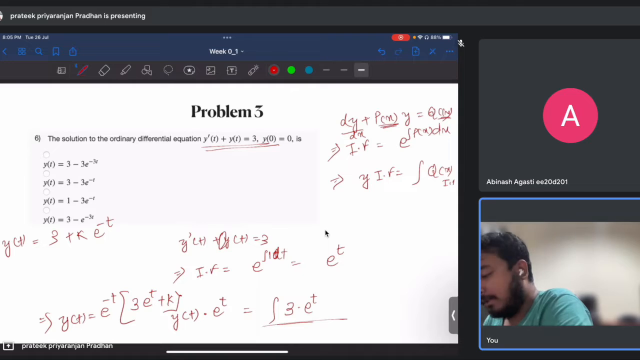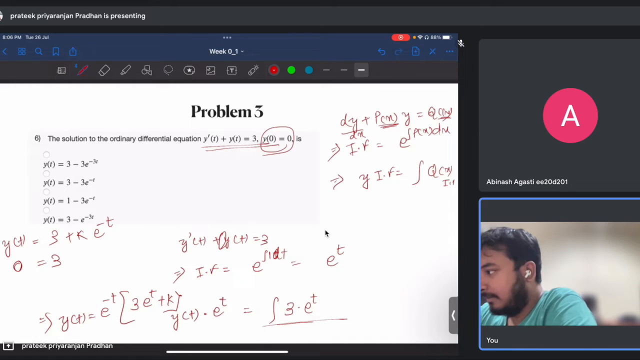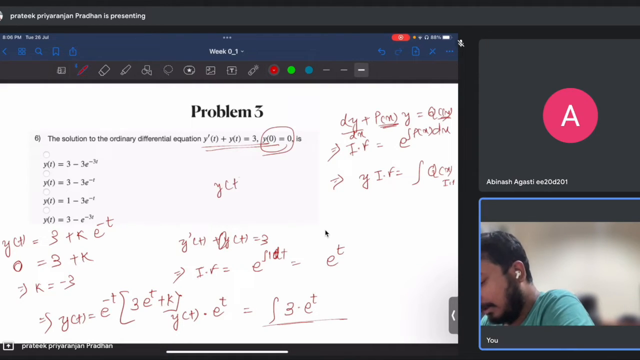So what is the value of k? We can find out from the initial condition y of 0 is equal to 0. So putting y of 0 is equal to 0, 0 is equal to 3 plus k. So that means k is equal to minus 3. So the solution will be y of t is equal to 3 minus 3 e to the power minus t. So the solution will be this way.